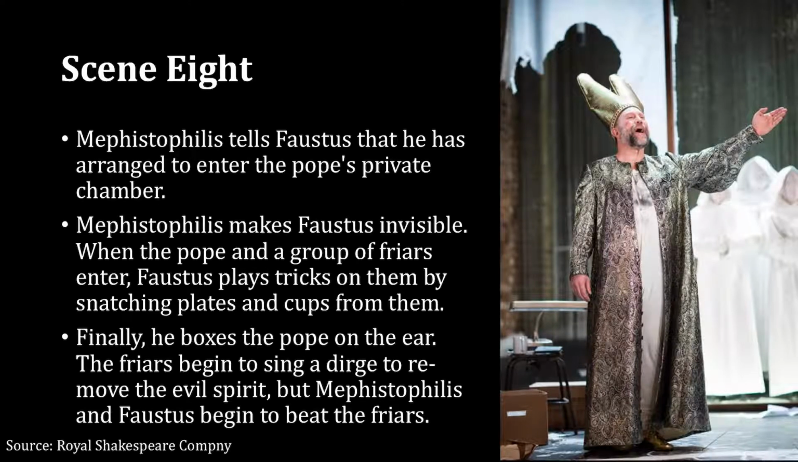In scene 8, Mephistopheles tells Faustus that he has arranged to enter the Pope's private chamber, and he makes Faustus invisible. Now, when the Pope and a group of friars enter, Faustus plays tricks on them and snatches plates and cups from them. We find that Faustus, having all of this power, decides to use it for very petty ends, which seems a waste from our perspective as the audience.